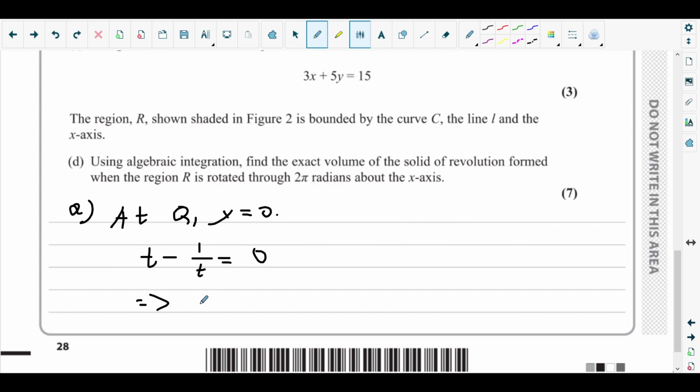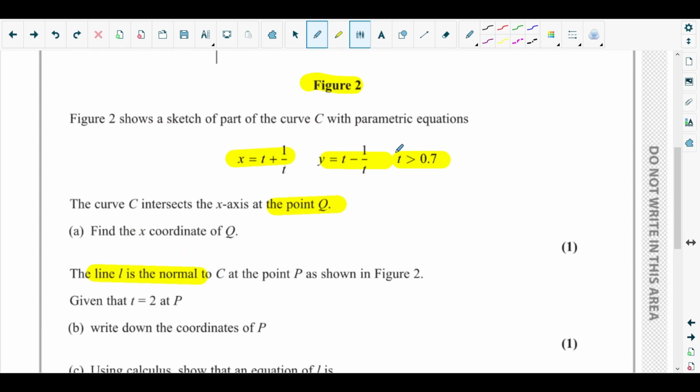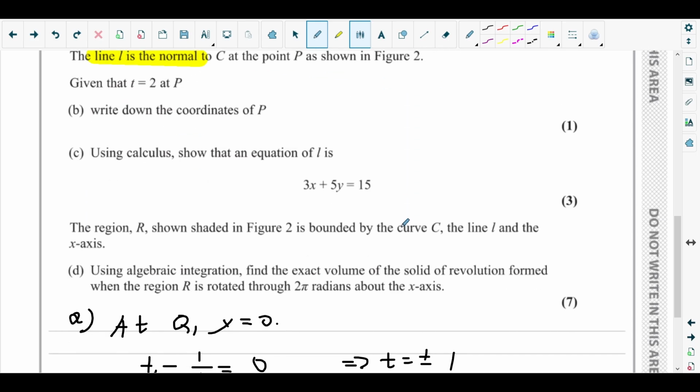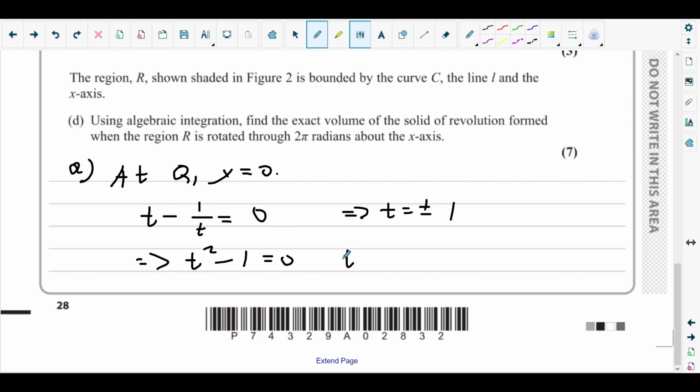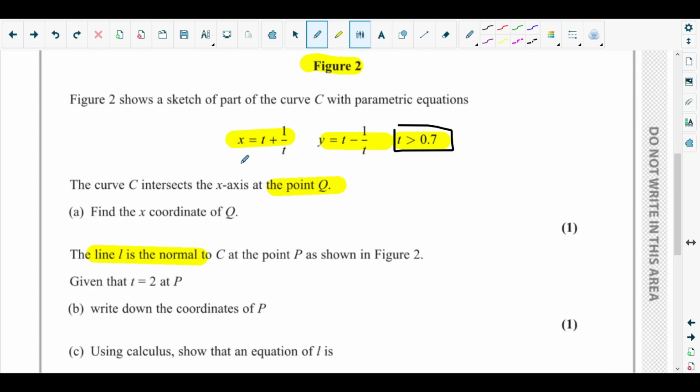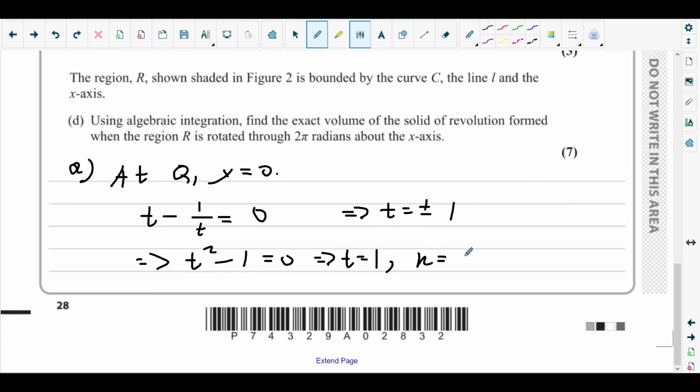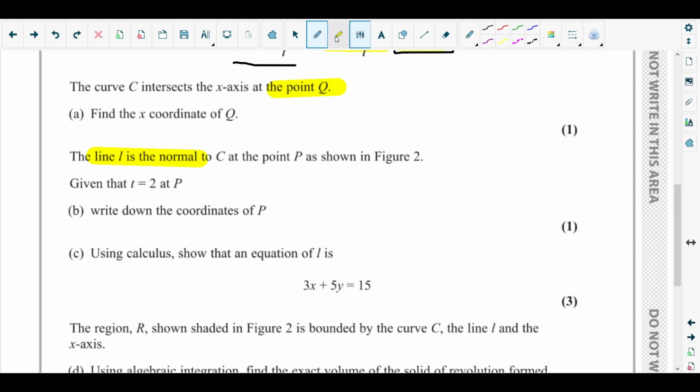We can multiply both sides by t, so it becomes t squared minus 1 equals 0. So you will get the possible values for t, that is t equals plus or minus 1. But they have given a limit for t, that is t greater than 0. So in that case t equals 1. If t equals 1, then x equals, just put t equals 1 into the parameter of x, that is 1 plus 1, that is 2. So the x coordinate of point Q is 2. That's it.